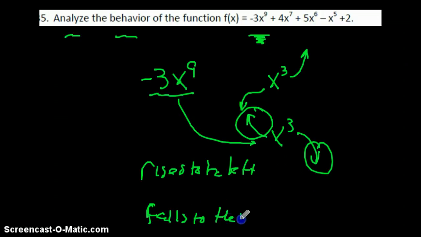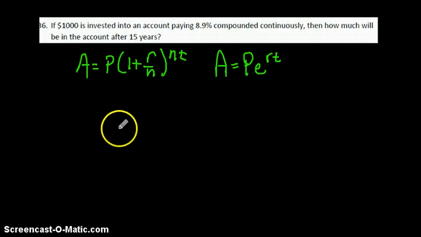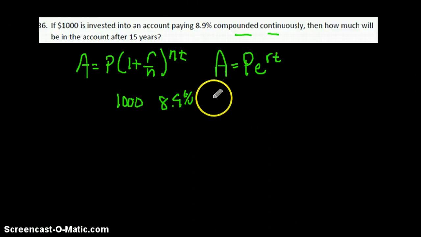Okay, question 36. Investment compounded continuously. How much will be in the account after 15 years? All right, so get our facts out. We have 1,000, it's 8.9%, and 15 years. Which one do we use? This one or the other one?